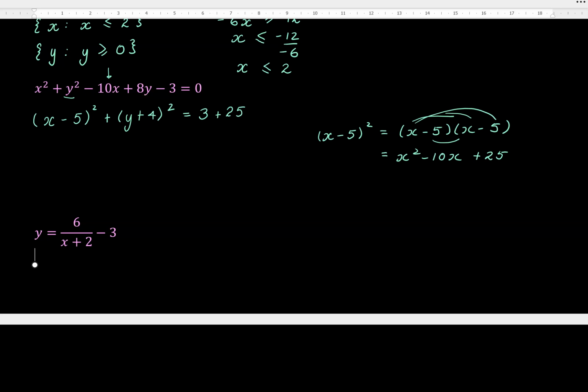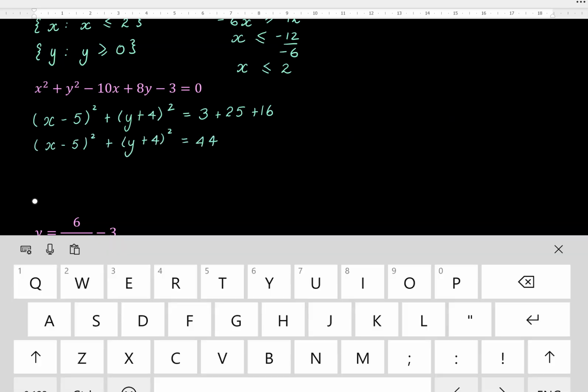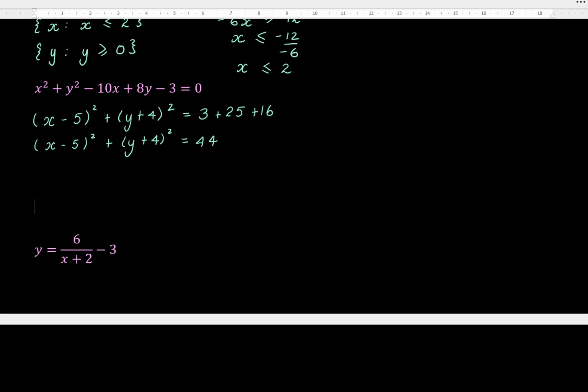Similarly, when we expand y plus 4 all squared, we'll get the y squared, we'll get the 8y, but then we'll also get a 16. Okay, so this gives us a circle with center 5, minus 4, and we've got a radius here of root 44.